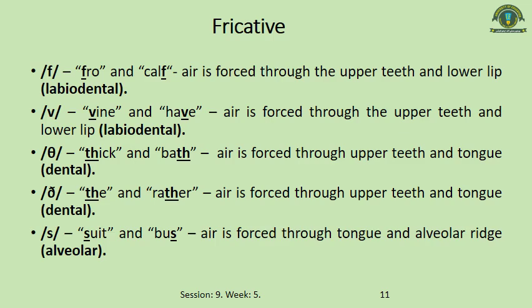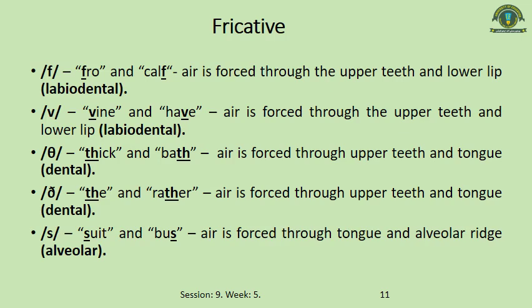It is not the way we experienced when we were producing m, n, ng, and at the same time some stops. This time when I'm producing f, if you just follow me and say f, you can feel that air is forced through the upper teeth and lower lip. F. Labiodental. And that is the same thing which happens with the v sound. V, wine, have. Air is forced through the upper teeth and lower lip. Again, this is a labiodental sound.